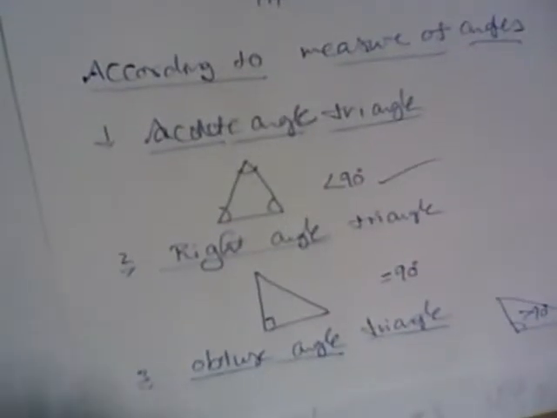An obtuse angle triangle is nothing but a triangle in which one angle is more than 90 degrees. Then the triangle is called an obtuse angle triangle. And these are the different types of triangles: acute angle triangle, right angle triangle, and obtuse angle triangle.